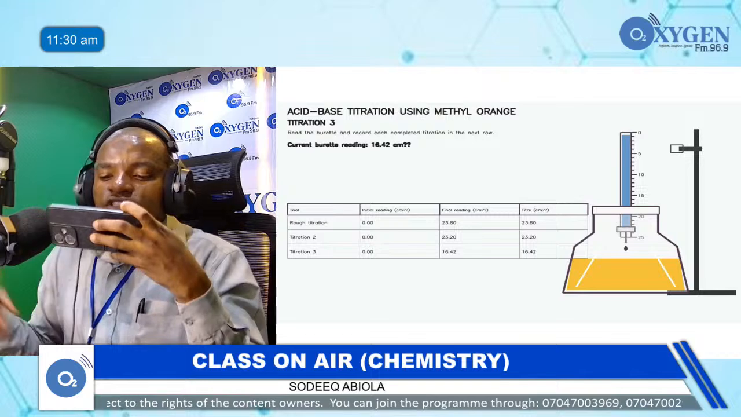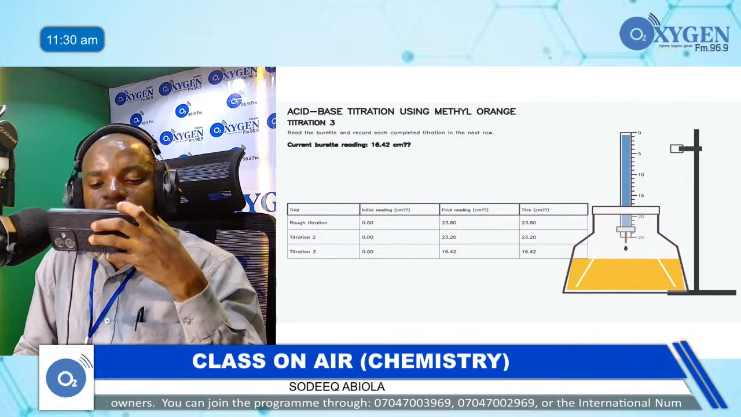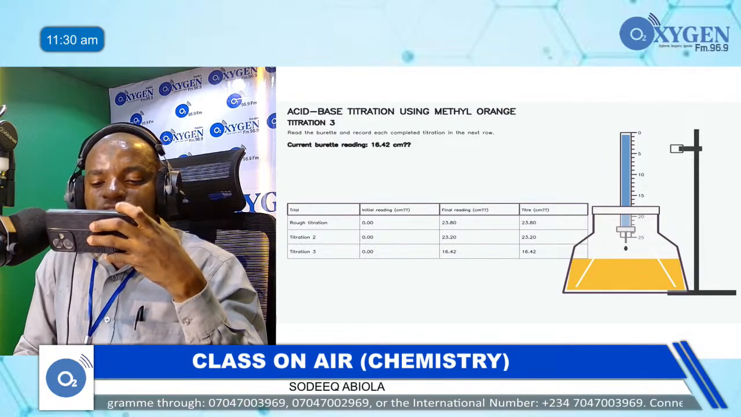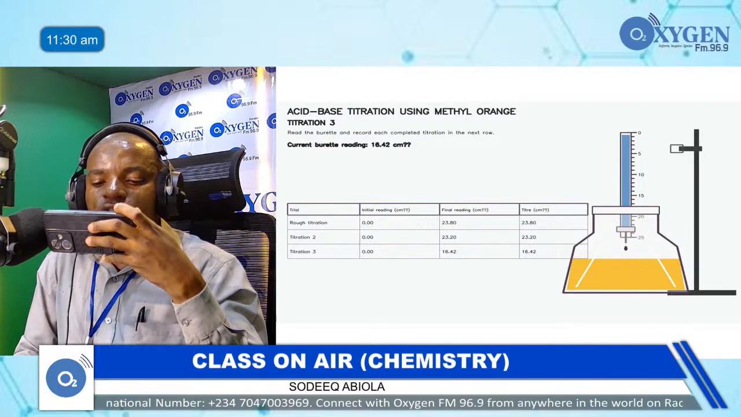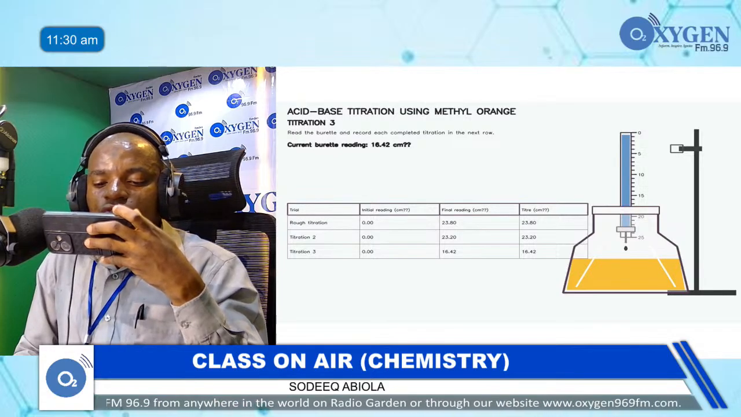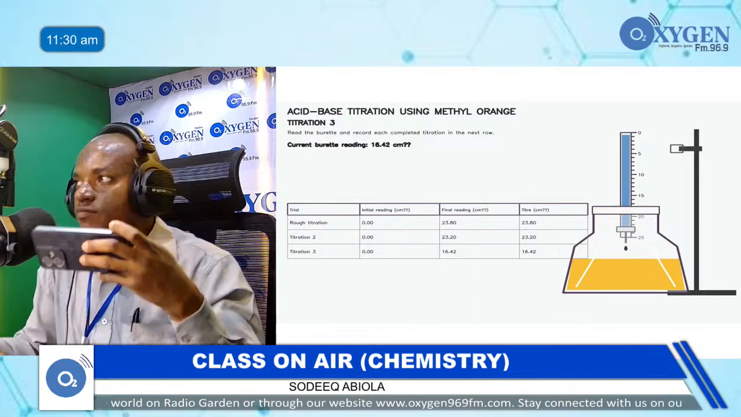So we are going to start the procedure again. I think you can hear, those of you that are listening to us. So we are done with the first one. The titer value is 23.80. The second one is on. So the second titration is 23.20 as our final titer value, the volume of acid used rather. The third one, 23.10 as the volume of acid used. While the fourth one is 23.10.